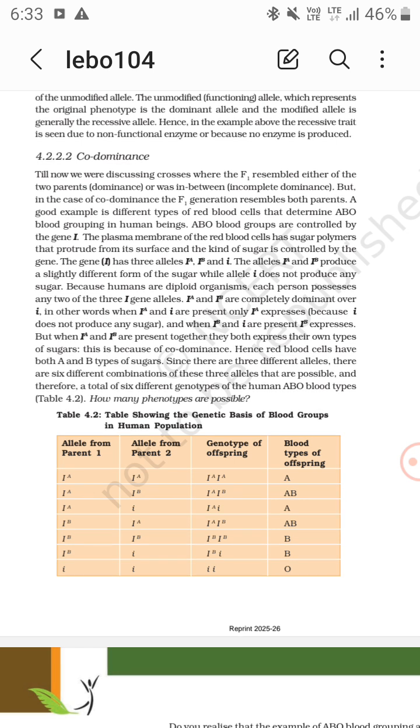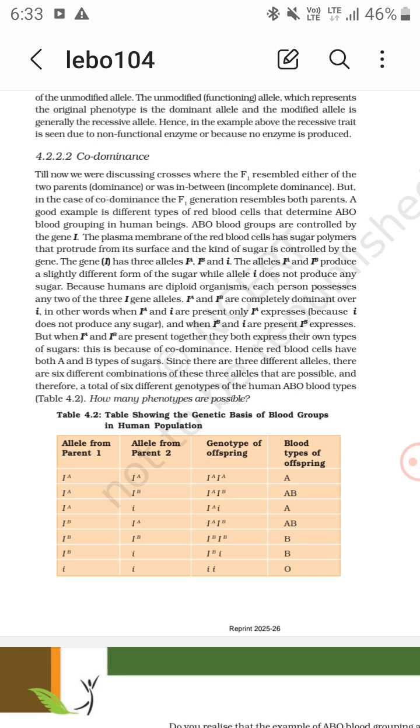ABO blood group is controlled by gene I. Now it has three alleles, that is IA, IB, and i. ABO blood group is based on the presence or absence of antibodies and antigens present on the RBC, or maybe in the plasma. So the production of antigen and antibody. Now the i allele does not produce any kind of sugar.